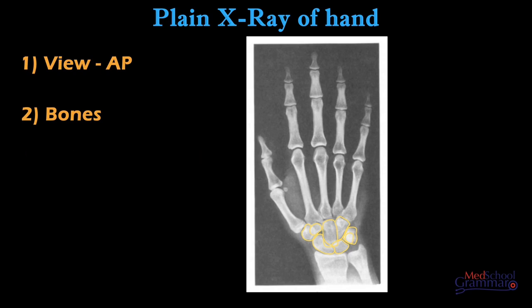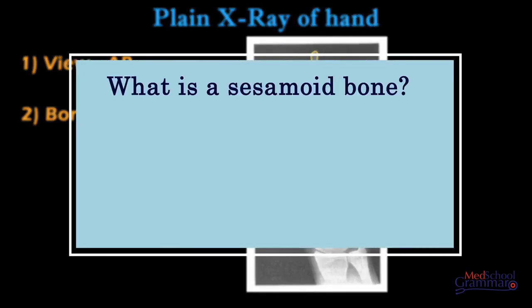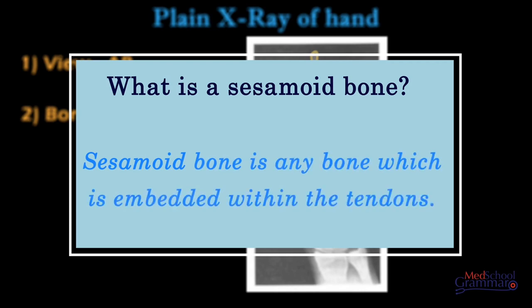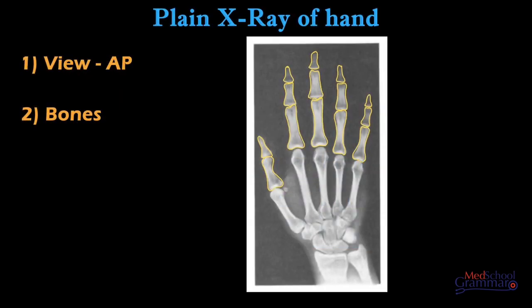Next, we identify the 5 metacarpals. Their heads are placed distally and the bases are proximal. Right? For metacarpals, the heads are distal and the bases are proximal. You have 14 phalanges, 2 in the thumb and 3 in each other finger. You can also appreciate sesamoid bones if any are present. So what is a sesamoid bone? A sesamoid bone is any bone which is embedded within the tendons.